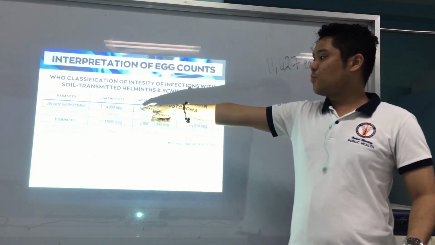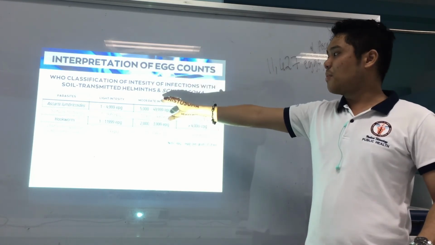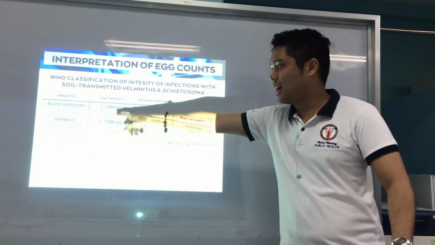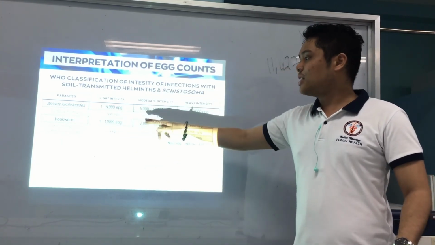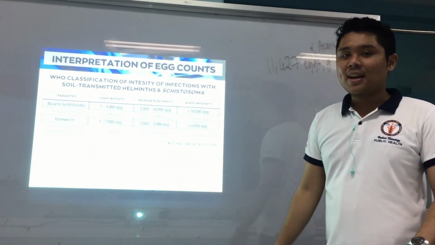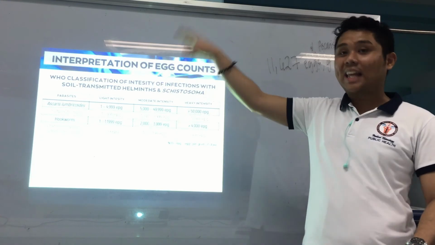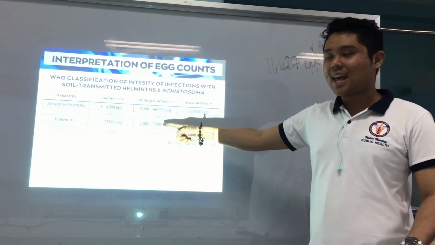So, 1,000 to 4,999, as you can see, that's the light. Starting with moderate, you add 1 to the last number of your light intensity. That's the start of your moderate intensity. So, 5,000, 1,000, 2,000, and 100. And then, moderate intensity, as you can see, for Ascaris is the most, until 49,000, okay? And then 9,000, 3,999, and 399.